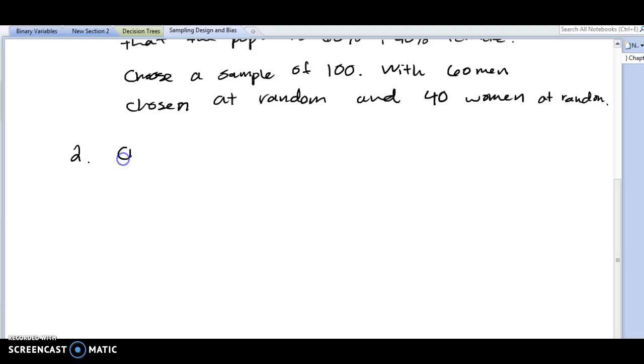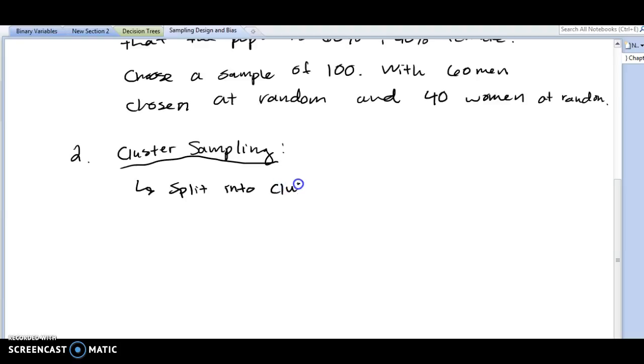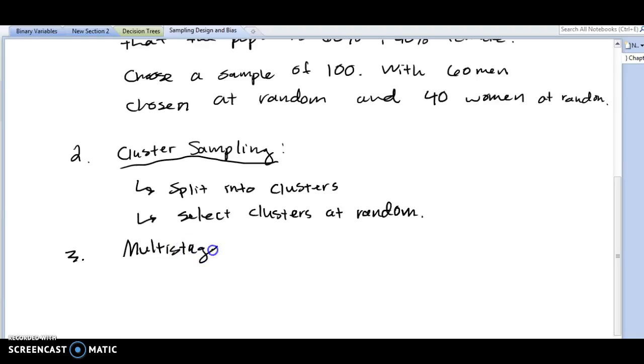Second method is cluster sampling. Here what we want to do is split the population into some kind of representative clusters. Then select clusters at random. And then the last kind is multi-stage sampling, where we combine one or more of these methods.